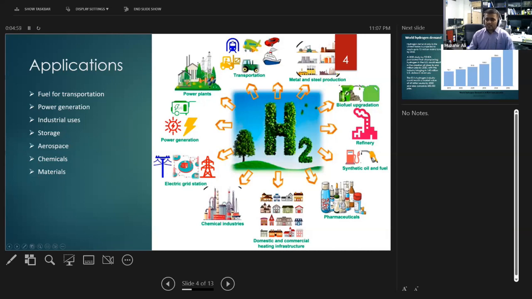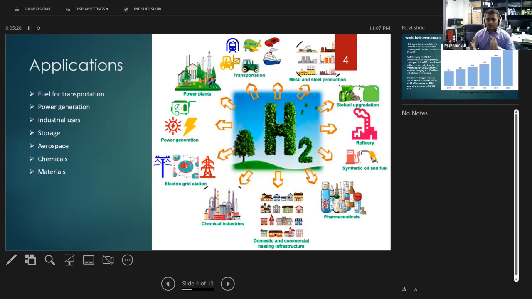It can also be used in power generation, like we can produce electricity by using hydrogen gas. It is also used in industries like refineries and others. Similarly, we can also use hydrogen gas to store energy, like a battery, for example.